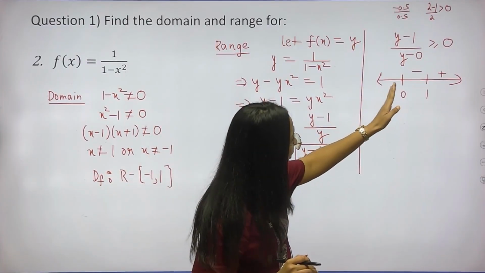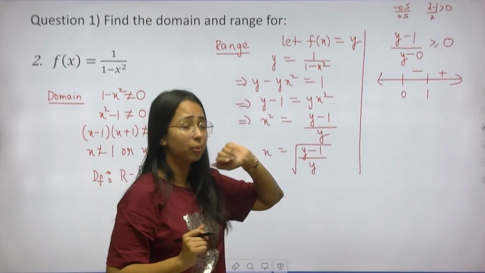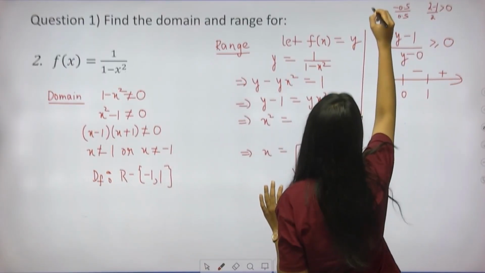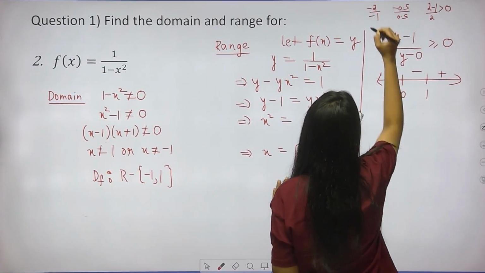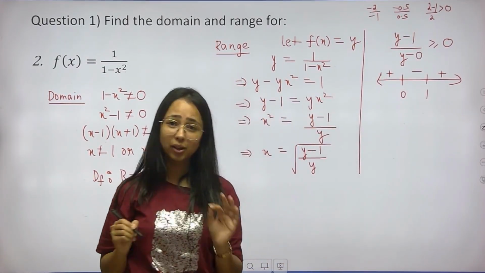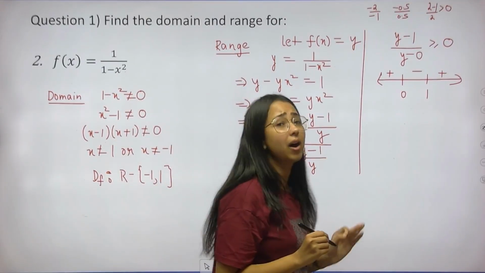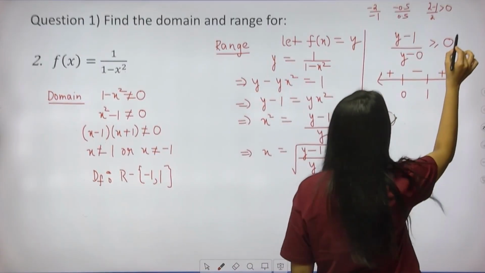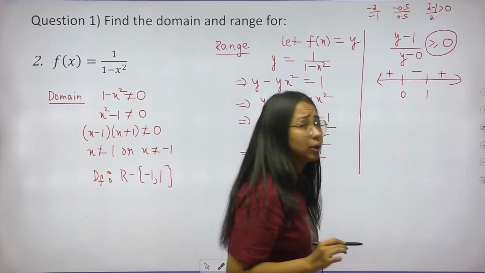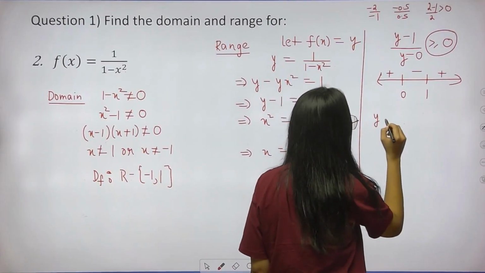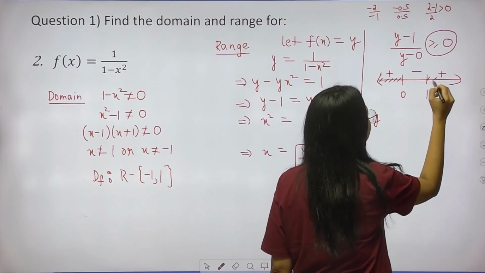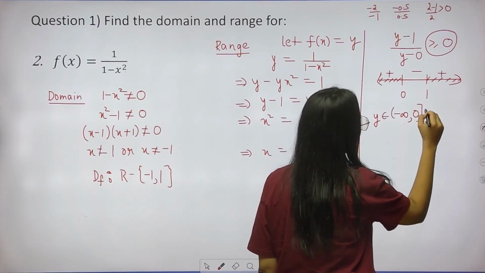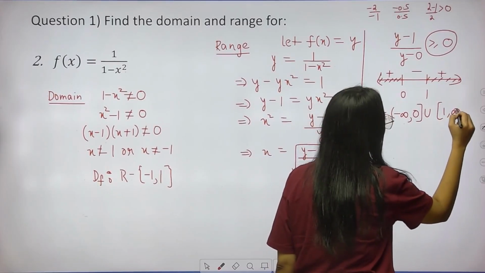Okay. Now let's take a point lesser than 0. Let's take minus 1. Okay. Let's put minus 1 in place of y. We get minus 2 over minus 1. That will give us a positive value. Clear? Now, we need all the y values which are greater than or equal to 0. Why? Because this function is greater than or equal to 0. So, we'll take this particular portion and this particular portion. So y belongs to minus infinity to 0 union 1 to infinity.